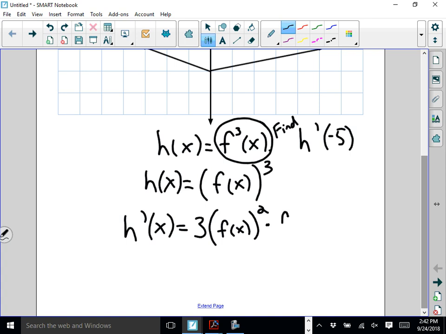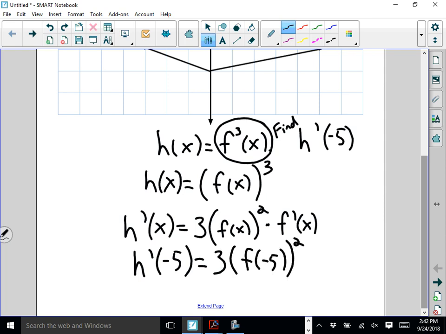So here's what I have. h prime of x is equal to 3 f of x squared times f prime of x. Now I got h prime x. Now I can go after h prime negative 5. Again, I'm just going to replace every x with a negative 5. So now I'm to a point where I'm going to have to start figuring out values from this.